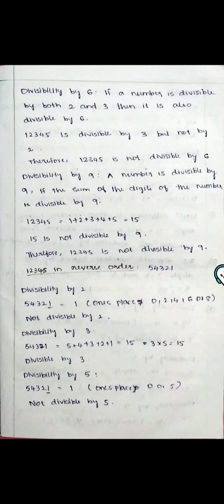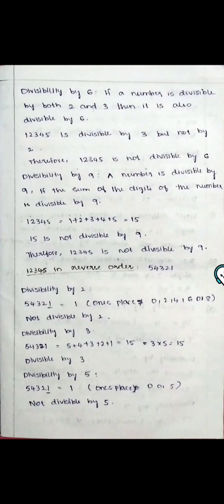Divisibility by 9: a number is divisible by 9 if the sum of the digits of the number is divisible by 9. So 1 plus 2 plus 3 plus 4 plus 5 is 15, but it is not divisible by 9 because 15 is not in the 9 table. So it is not necessary that if it is divisible by 3, it should be divisible by 9. Therefore 12345 is not divisible by 9.